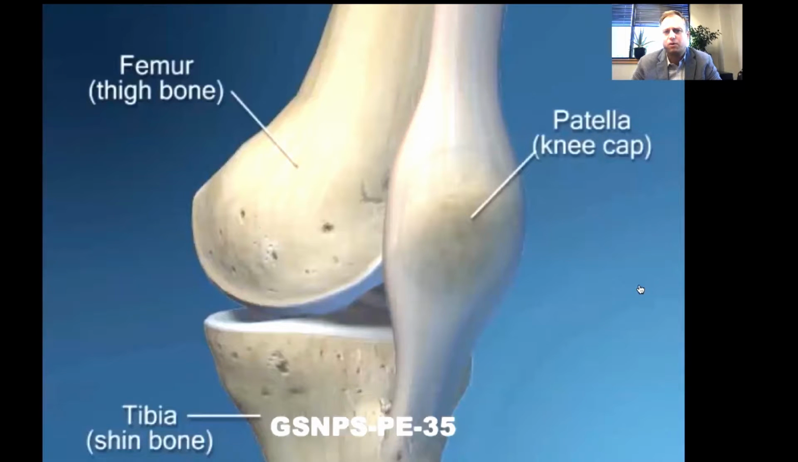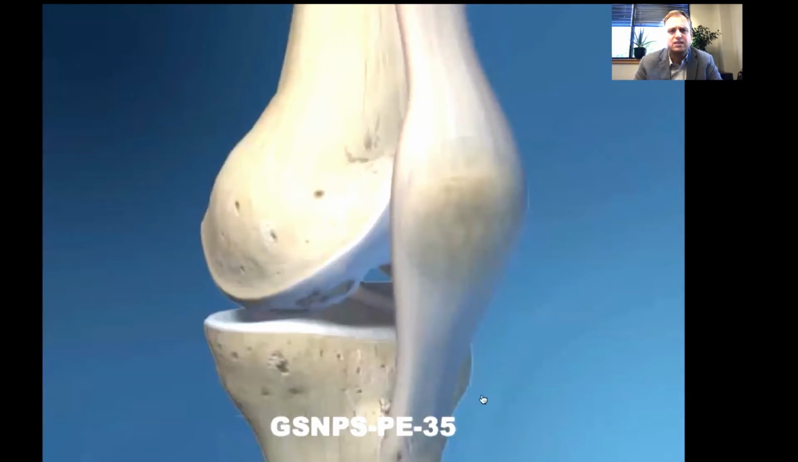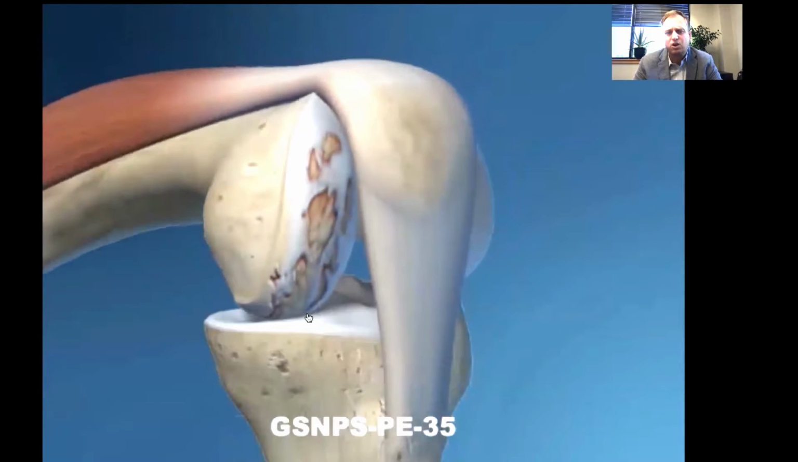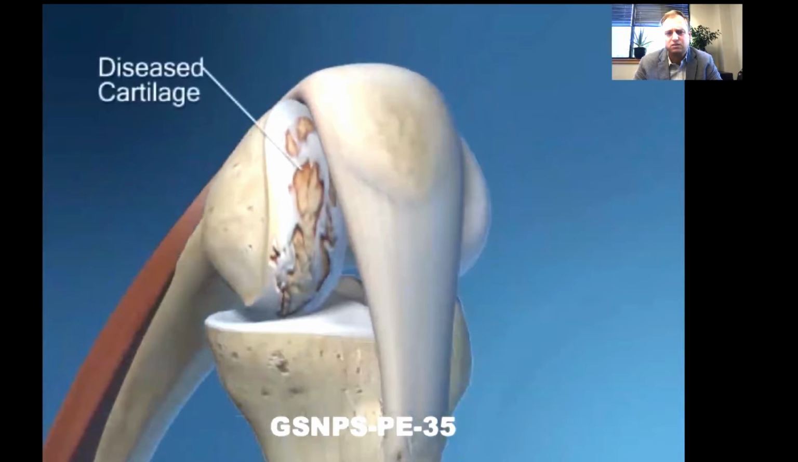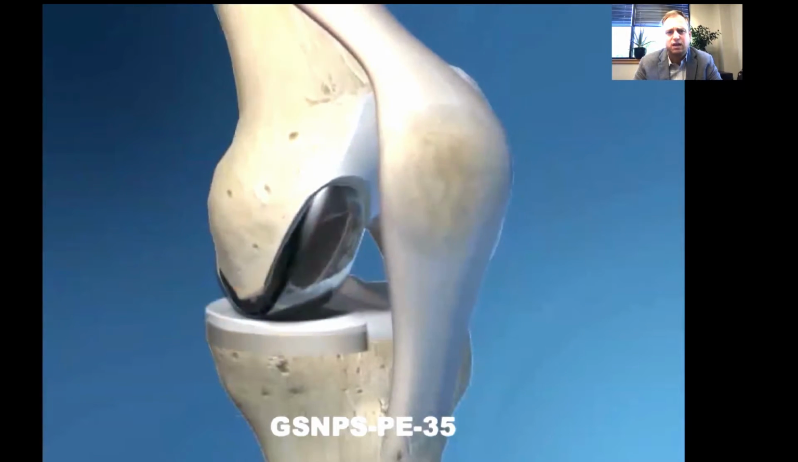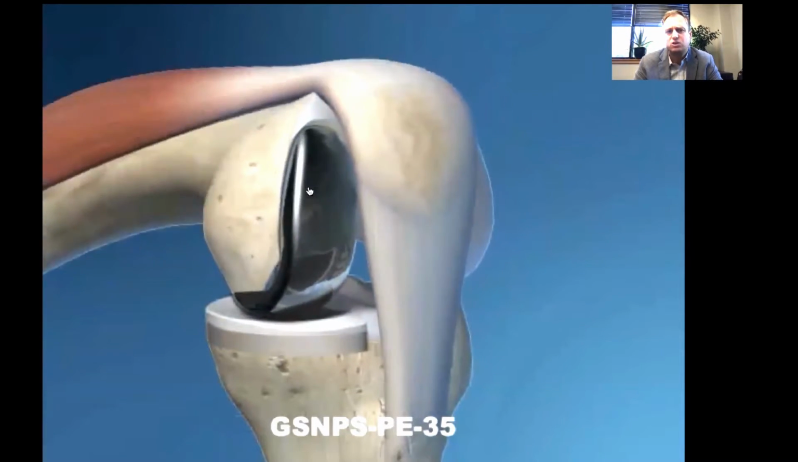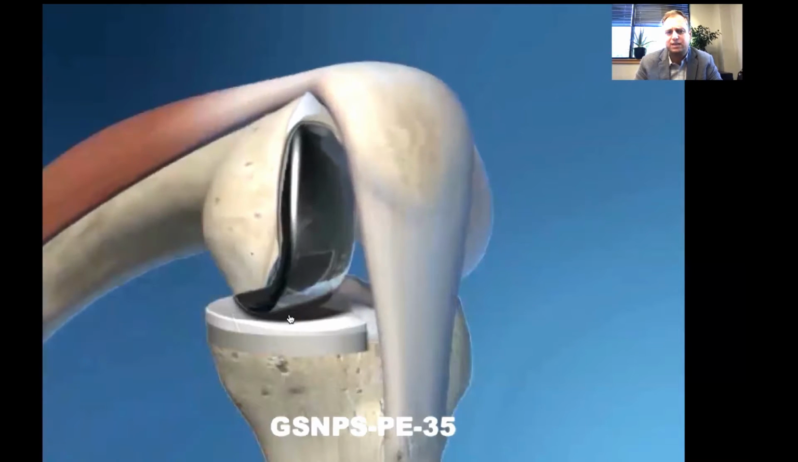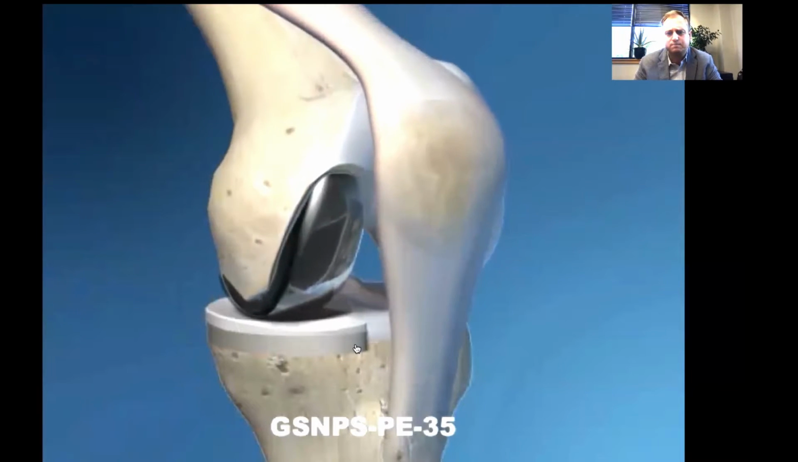Here's a video of a partial knee replacement. You can see the diseased area on the inside part of this knee, where the cartilage is decreased. We remove those sections, and we place a metal cap that resurfaces the femur bone, and then we put another metal part that goes over the tibia, or the shin bone, and a plastic bearing that goes in between there.